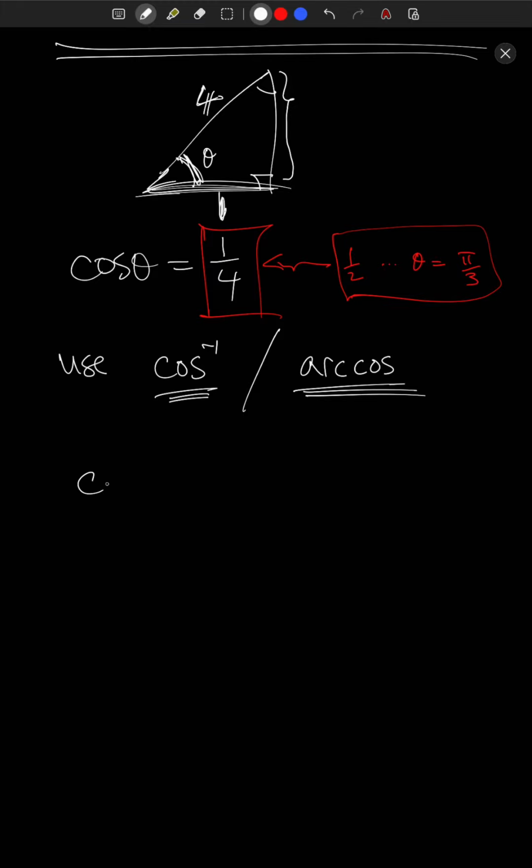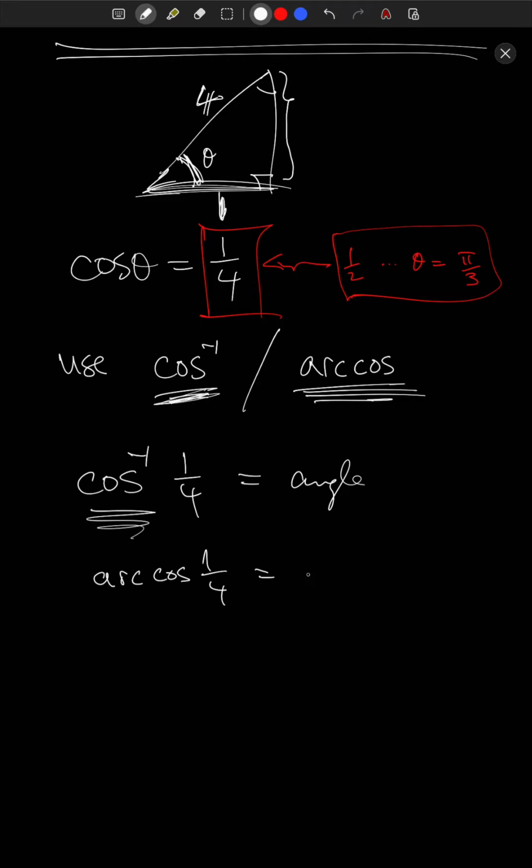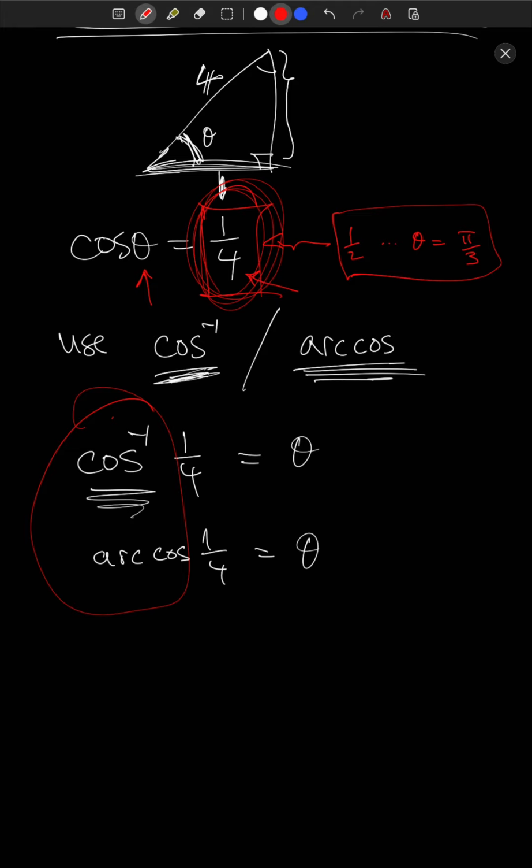And the way you use it is, you press the button arc cosine of 1/4. This is equal to the angle theta. So this arc cosine, or the cosine inverse function or button, is the thing that goes backwards. Cosine, usually you plug in an angle and you get the x coordinate. Remember, cosine theta is the x coordinate. Arc cosine is where you plug in the x coordinate and the output is the angle. So it's the thing that goes backwards.